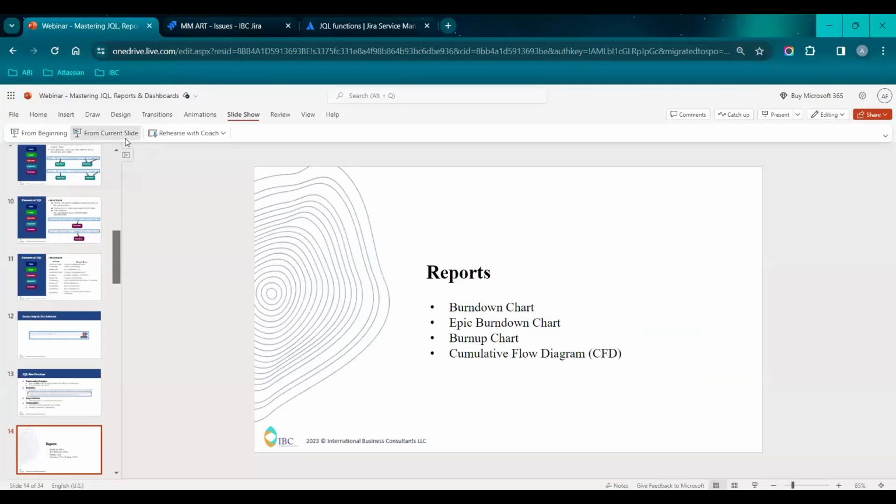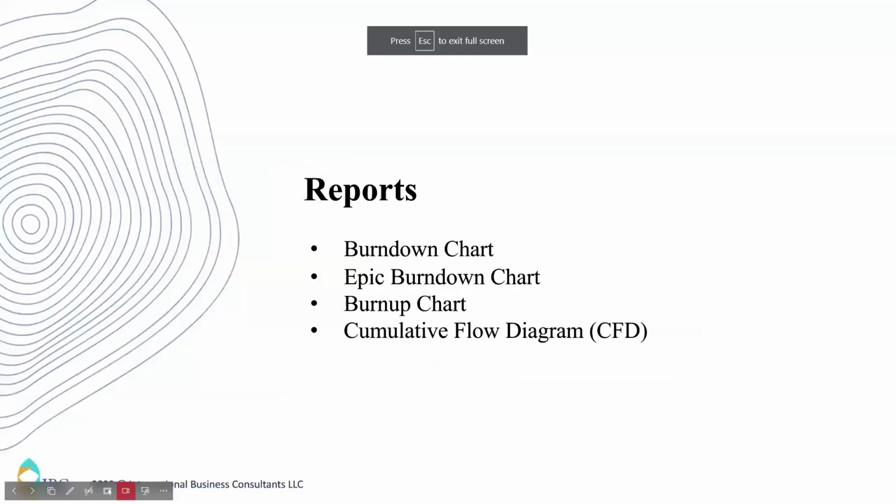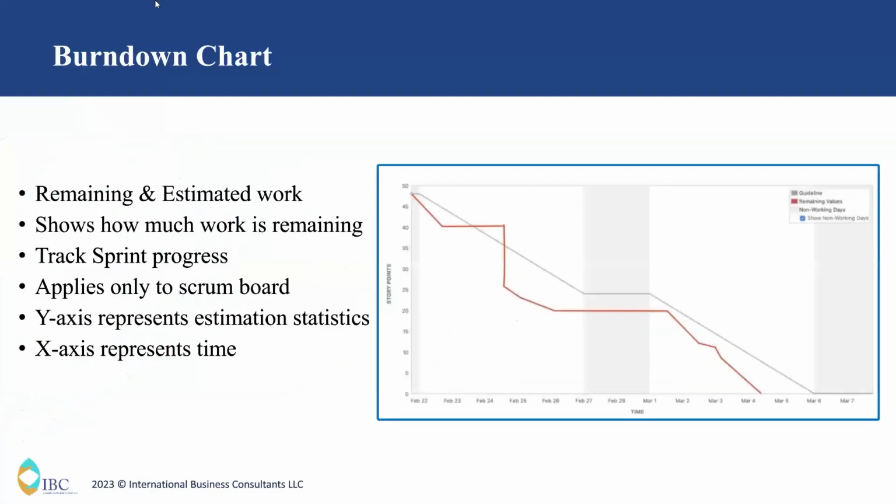So the next topic is reports. In this, we are going to cover four major reports: sprint burn down chart, epic burn down chart, burn up chart, and cumulative flow diagram. I'm going to help you guys to read all four of these charts. While you're going through this webinar, you'll definitely know how to read these charts. There are a lot more charts available in Jira. I specifically chose only these because they give a clear visibility of how the team is progressing towards its goal.